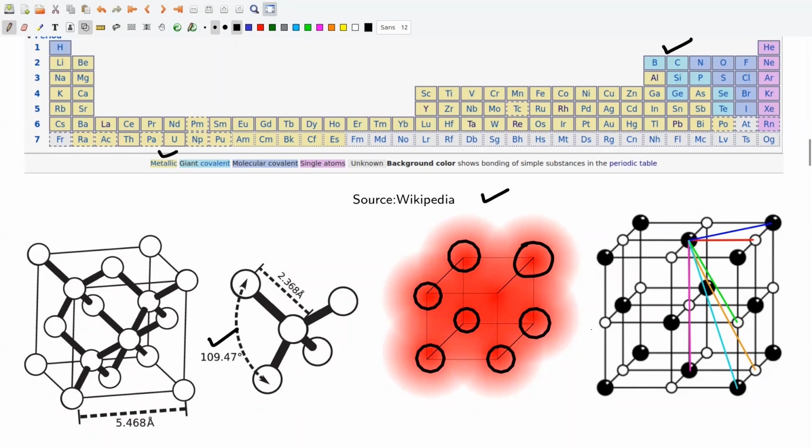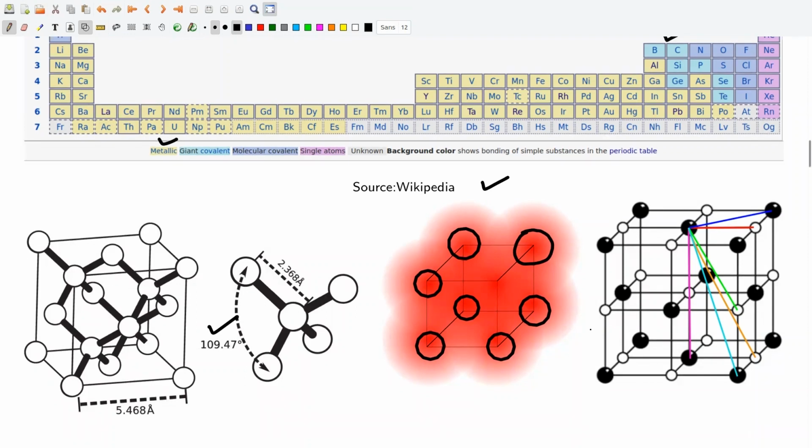Ionic bonds form among positively and negatively charged ions arranged in a lattice. Obviously, ions of opposite charge are held together by Coulomb interaction. For example, if you take sodium chloride, then these black points are the chlorine atoms, and the white points are the sodium atoms, and that's how they are arranged in a lattice, and they are held together by Coulomb interaction.